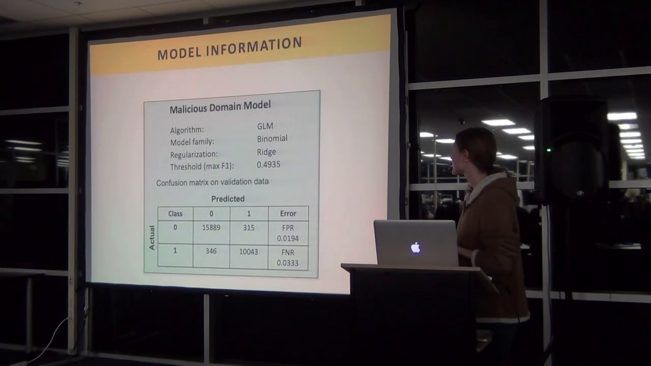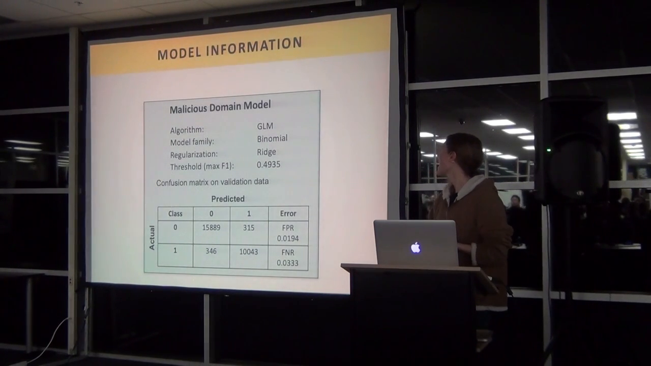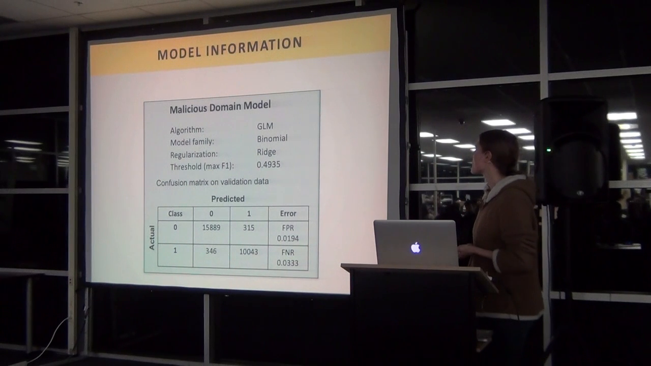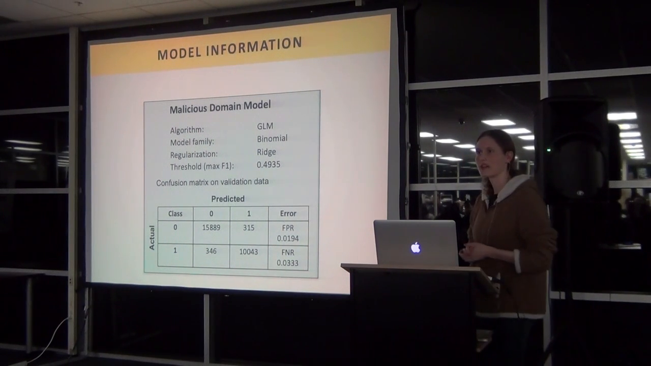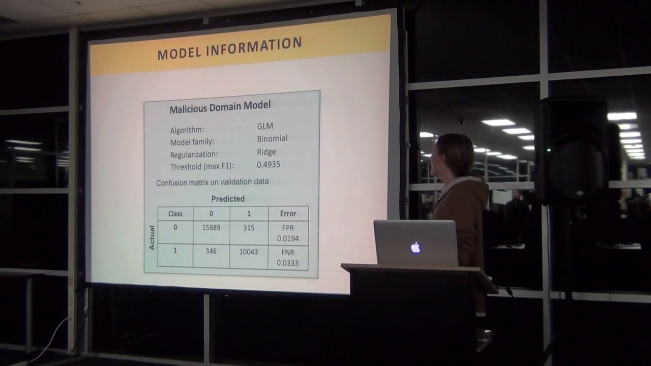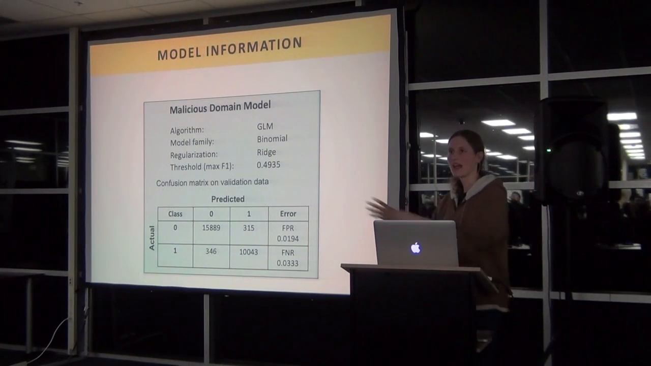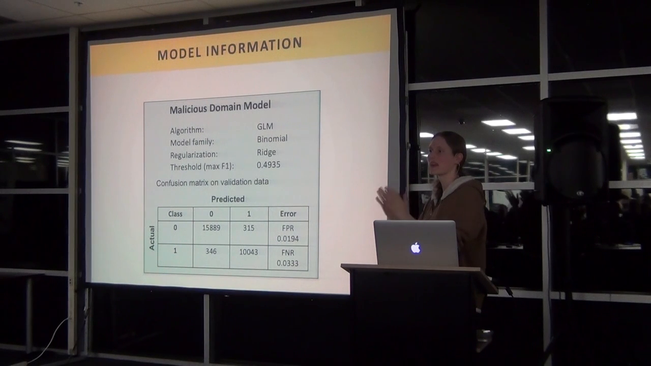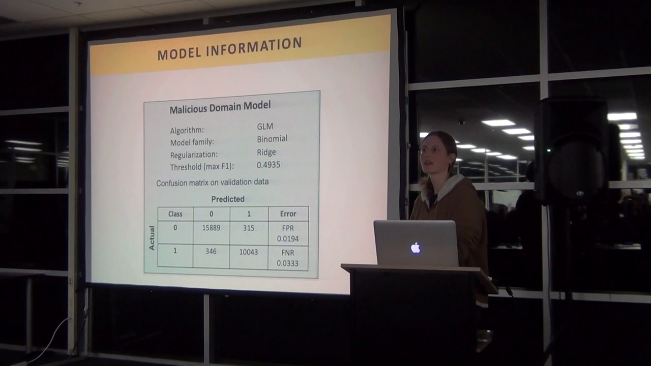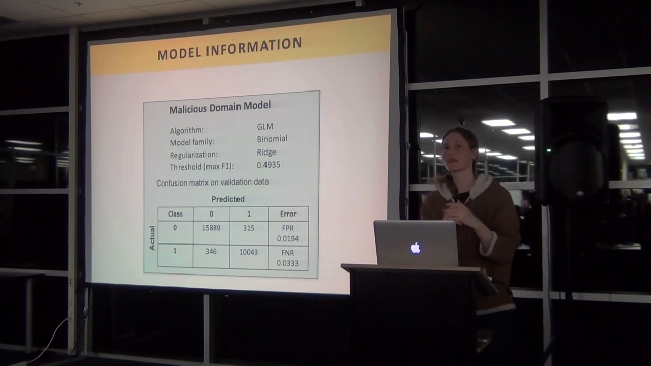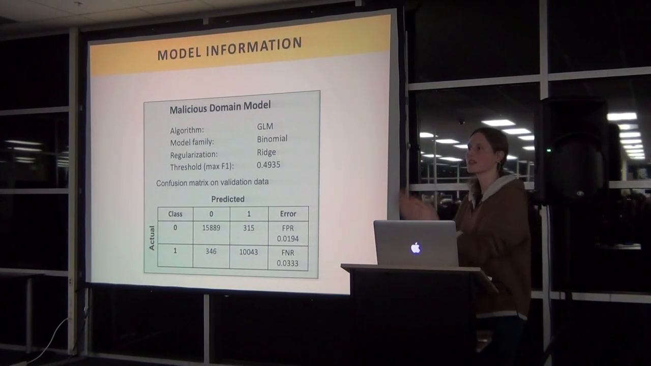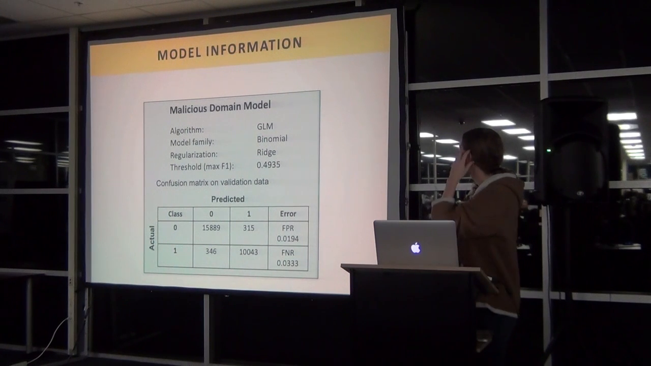So I built a logistic regression model, and that's a GLM of the binomial family. I used ridge regression for regularization. And this is the confusion matrix, so you can see how well it does. I had a holdout data set, so my validation data set is how I tested the accuracy of my model, which is different from the data that I trained on. So you can see here, it does pretty well.